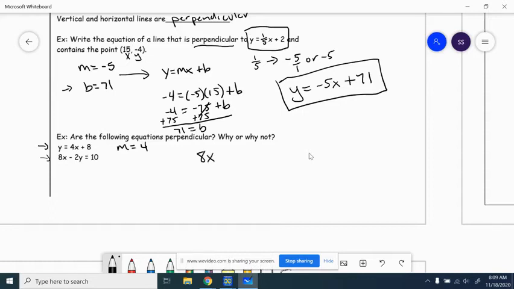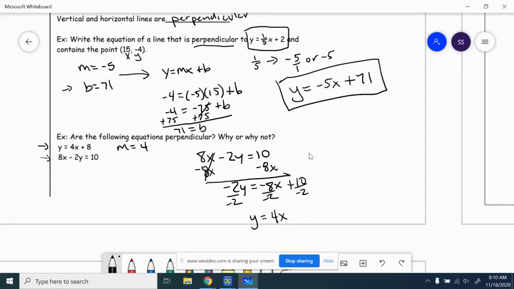So we got 8x minus 2y is equal to 10. So I'm going to subtract 8x on both sides, and I'm left with -2y is equal to, let's switch the order here to put it in slope-intercept form, -8x plus 10, and now divide by -2, divide by -2, divide by -2, and I'm left with +1y is equal to negative over negative is a positive 4x. And positive 10 divided by negative 2 is negative 5. Okay, so the slope here of this line is also 4.